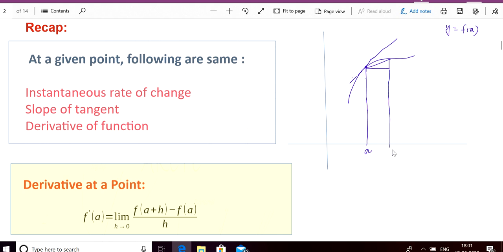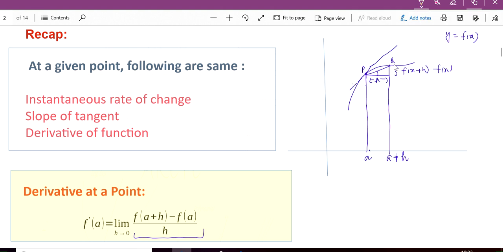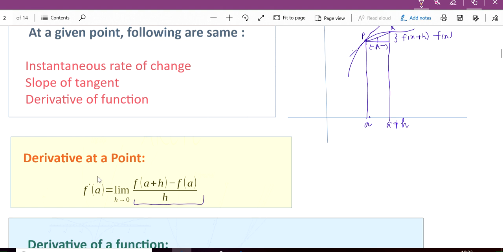So there is a point at a distance h from a given point, and this is f of x plus h minus f of x. The slope of the secant line is f of a plus h minus f of a upon h. If we make h tend to 0, that means I want a point very close to a, so this secant actually goes to and coincides with the tangent. That is the derivative at that point.